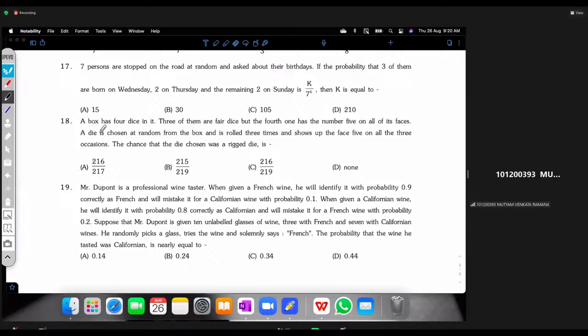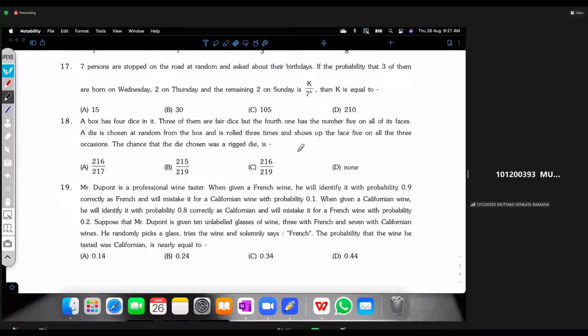Next one: a box has 4 dice, 3 of them are fair dice, so the probability of getting everything is the same. The fourth one has the number 5 on all of its faces. A die is chosen at random from the box and rolled 3 times, and it shows the face 5 on all the 3 occasions. What is the chance that the chosen die is rigged? So it's a manipulated die or faulty die.